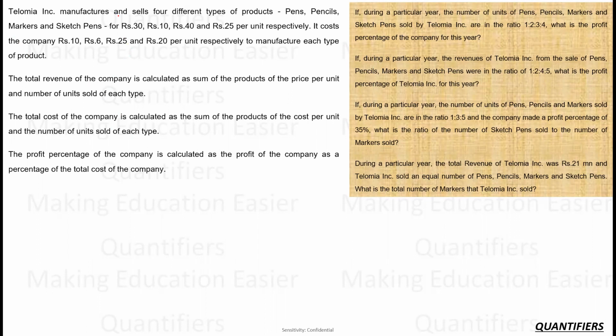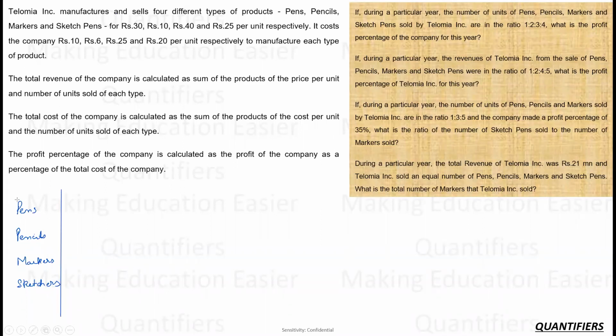It says there's a company named Telemia. It manufactures and sells four different types of products: pens, pencils, markers, and sketch pens. So it makes pens, pencils, markers, and sketch pens. These are the four items that they sell. The selling price is given to us as 30, 10, 40, 25, and the cost price is given to us as 10, 6, 25, 20.